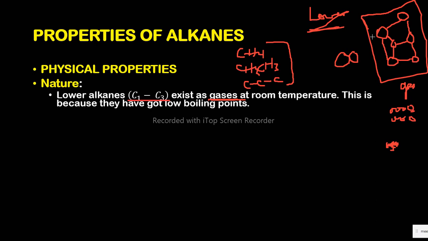Is that okay? Yes. So that's why these lower alkanes are gases at room temperature, because their boiling points are very low. Less than 25 degrees Celsius, which is the room temperature. So once your boiling point is less than 25 degrees Celsius, then you will exist as a gas at room temperature.